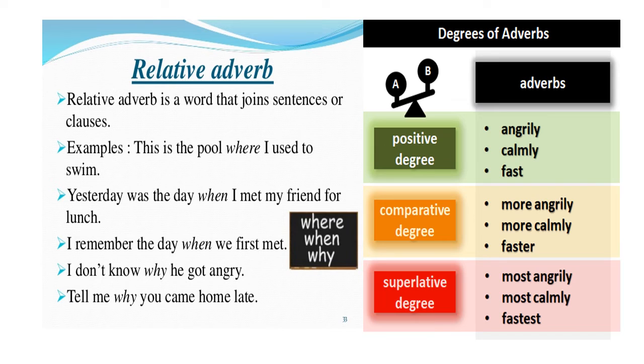Now let's see what degrees of adverbs are. Like the comparison of adjectives, adverbs also have 3 degrees of comparison. What are they? You all know. That's positive degree, comparative degree and superlative degree. Now, the positive degree, angrily, becomes more angrily in the comparative, and the superlative form becomes most angrily. Let's look at the same thing for calmly. Calmly becomes more calmly and most calmly, and fast becomes faster and fastest.